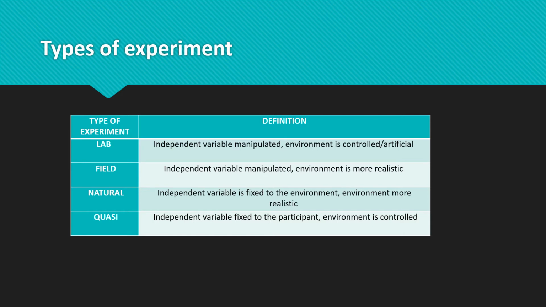A quasi-experiment, the independent variable is still fixed to the participant. That's something like gender or age that you cannot manipulate as a researcher, but you may want to research. And the environment is highly controlled, like it is in a lab experiment. So just double check your different types of experiments, see if you got any of those right.